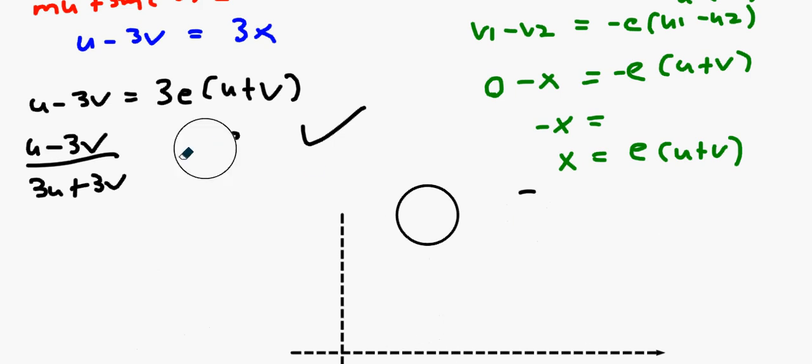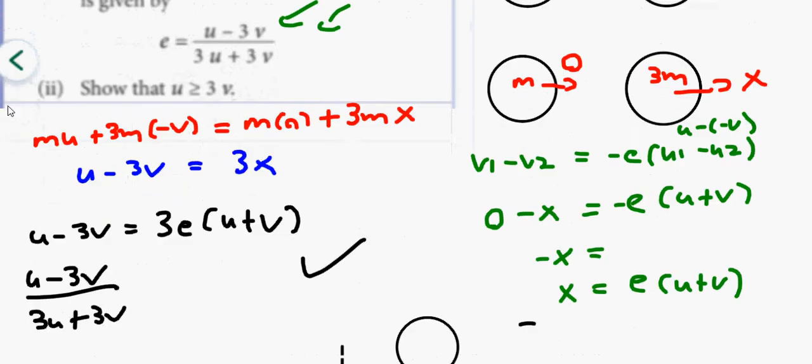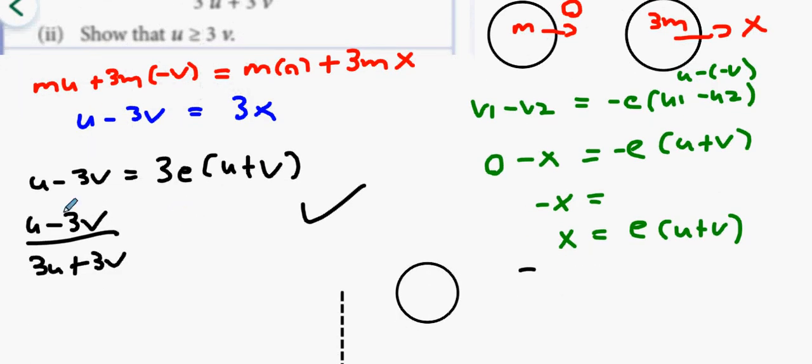So what can you say about this e value here? This value always has to be bigger than 0. We need to show that u is always bigger than 3v. e can't be negative, can it? We said earlier e can never be negative. So this equals e, and e always has to be bigger than or equal to 0. So I can replace this part here with: e has to be bigger than or equal to 0.